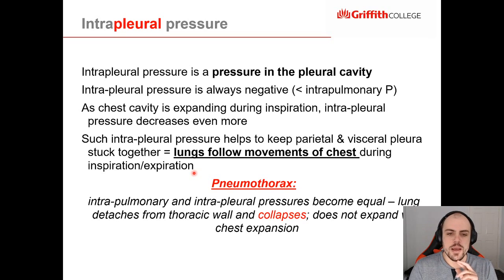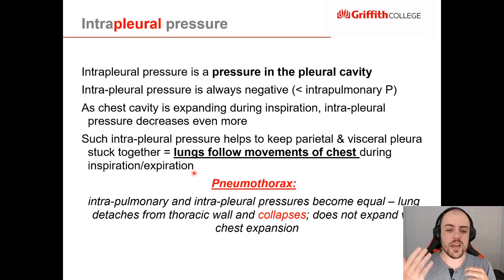Okay, interpleural pressure. Again, we touched on this a little bit last week. What this does is that it helps to essentially glue your lungs into your chest so that when your rib cage expands up and out, it will pull your lungs up and out as well.